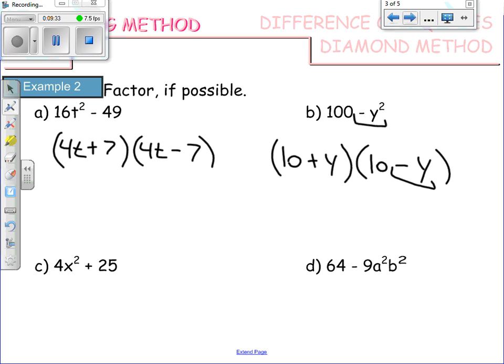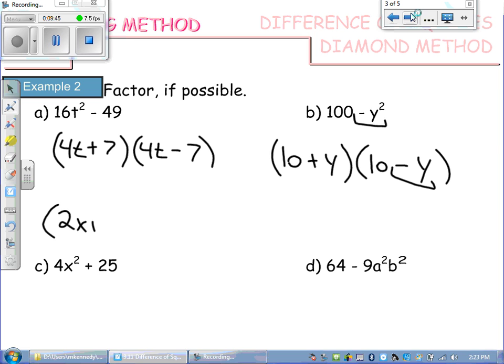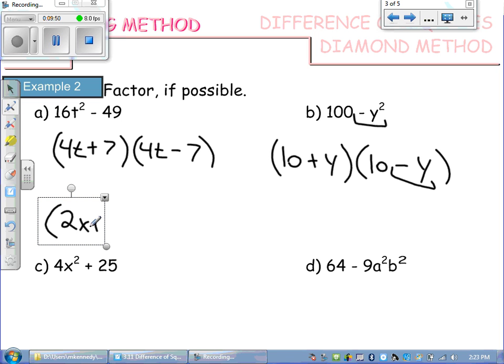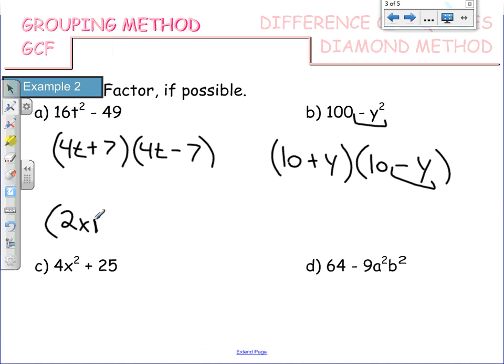Next one. 2x plus 5? 2x minus 5? Who agrees? Why don't you agree, Dawson? Because it's plus 25. Meaning what, Dawson? Meaning you can't do it. So you're right.